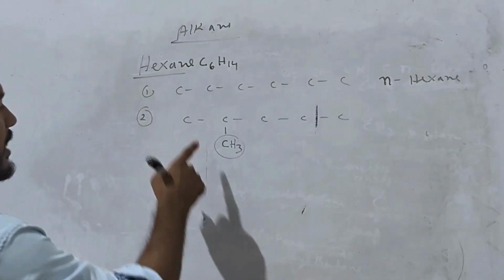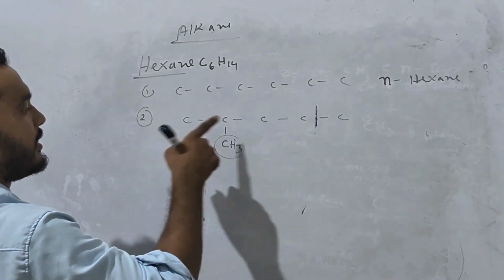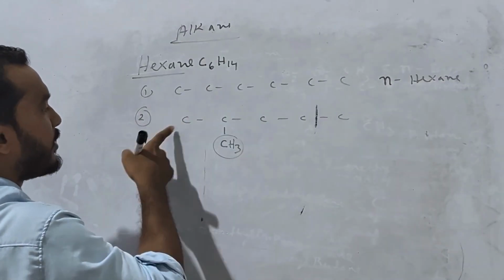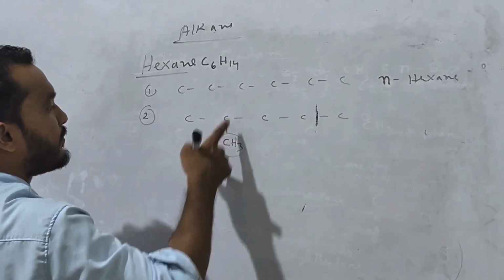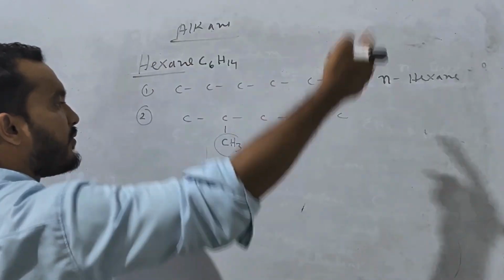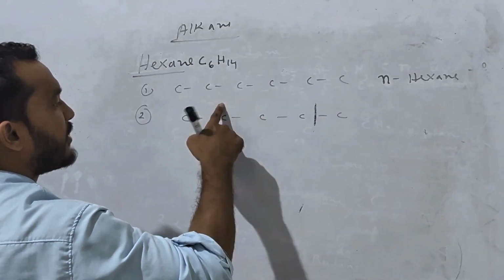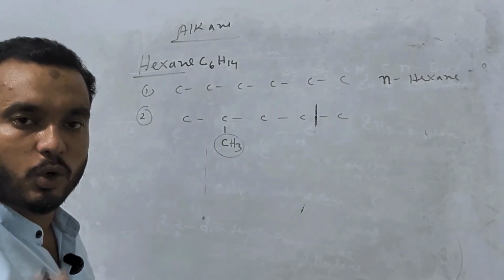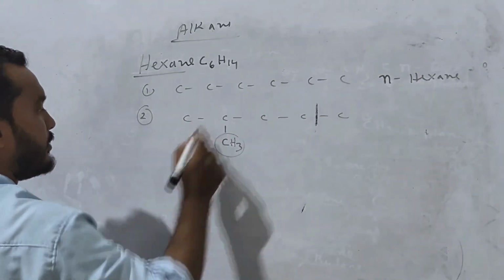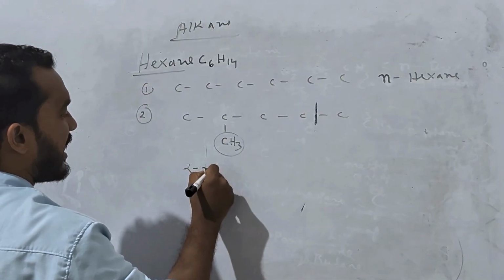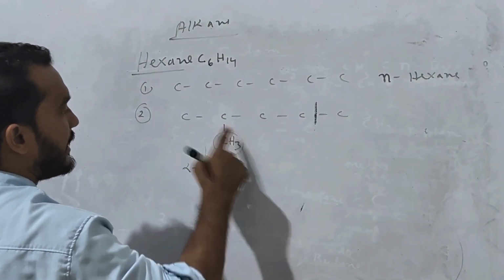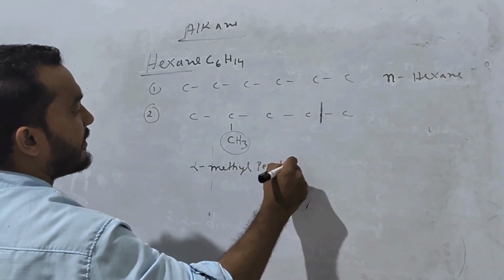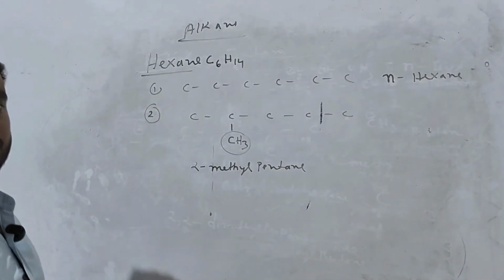Now I have to give numbering to this methyl group. See, first, second. If I go from left to right, the methyl falls under the second position. If I count from right to left, it falls under the fourth position, and the longest one we will not choose. We will always choose the lowest one. That means it will be 2-methyl, and in the parent chain, how many carbons are there? 5. So it is pentane. Am I clear to you?